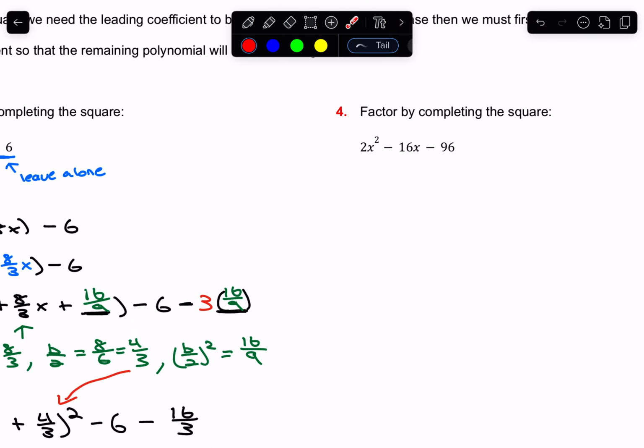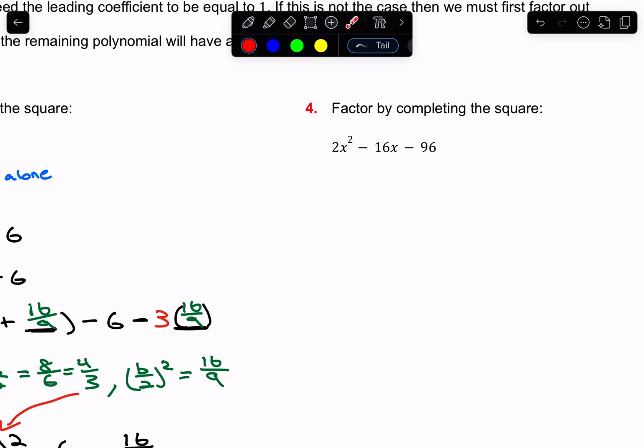This one's actually a little bit easier. The reason I say it's easier is because when we factor out the 2, we don't get a fraction. And I know you guys don't love fractions. So what we're going to do is start off the same. We want to get rid of this 2 in front by factoring it out of these first 2 terms. Okay, so we want to rewrite those first 2 terms with that 2 pulled out.